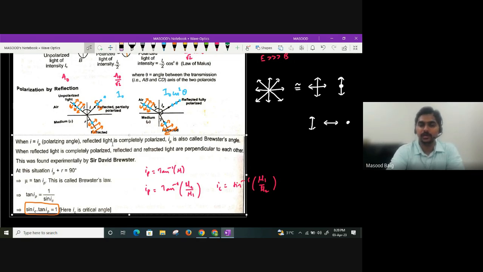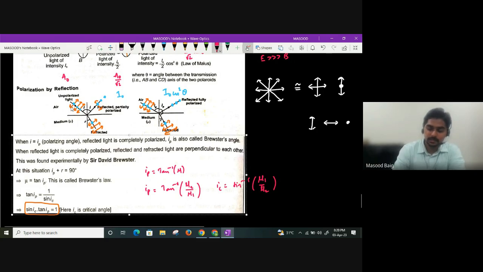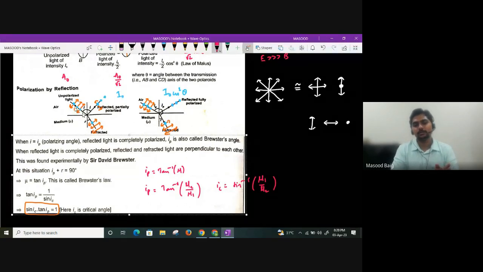They will be partially polarized when unpolarized light is incident at any angle. कौन से भी एंगल पे अगर इंसिडेंट हो रहा तो unpolarized light will get reflected and refracted. How will that reflected and refracted light be? They will be partially polarized.